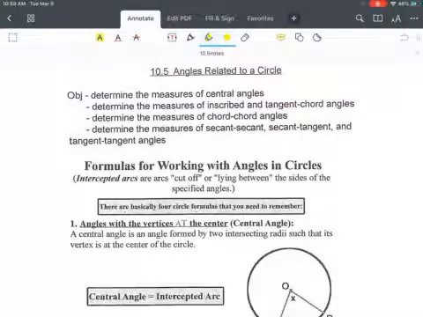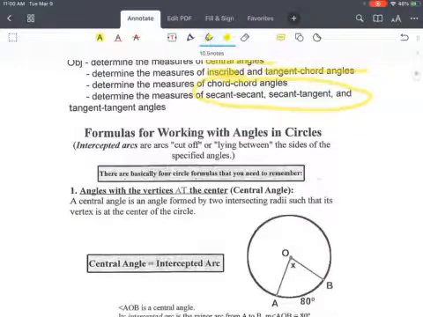Right, today we're going to talk about different angles that are related in a circle, looking at the measures of central angles, which we've already talked about, inscribed angles we've already talked about, but then the connection to tangent chord angles, and then when you use tangent, secant, and chord segments, the other angles that you are looking at.